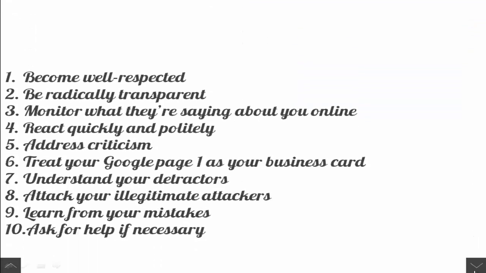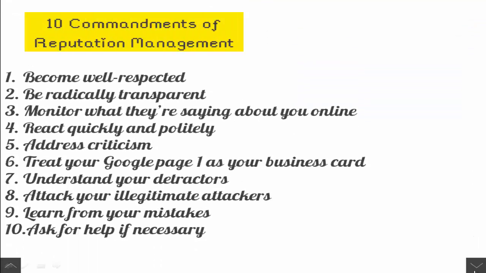The top 10 commandments of online reputation management are as follows. So number 1, become well respected. Trust is a perishable asset, and it's really hard to gain. Getting people to trust you and your work is more important than any other online reputation management commandment. Number 2, be radically transparent. Address criticism openly and honestly.